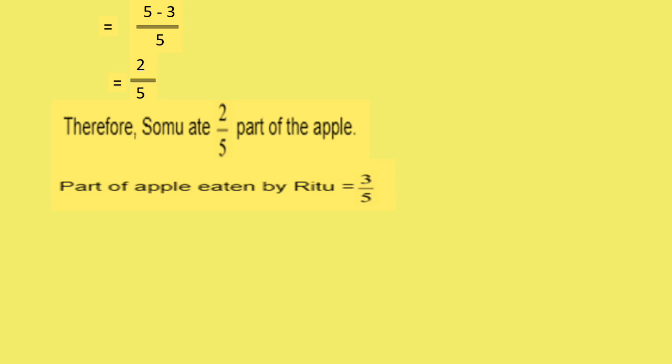And in the question they have given that Ritu ate 3/5 part of the apple. So who had more? Look here, the denominators are the same. Just compare these two. Denominators are the same, so just comparing the numerators is enough. Somu ate 2 and Ritu 3. So 3 is larger than 2, so Ritu had taken the larger share.